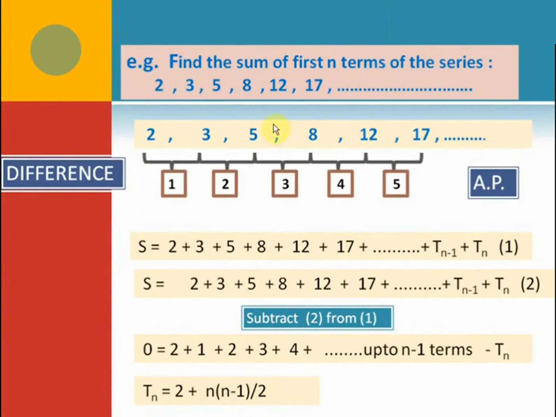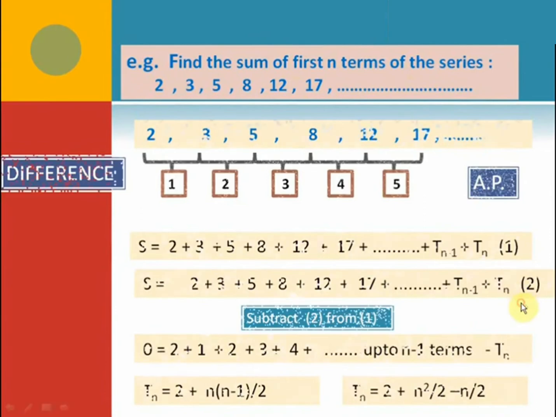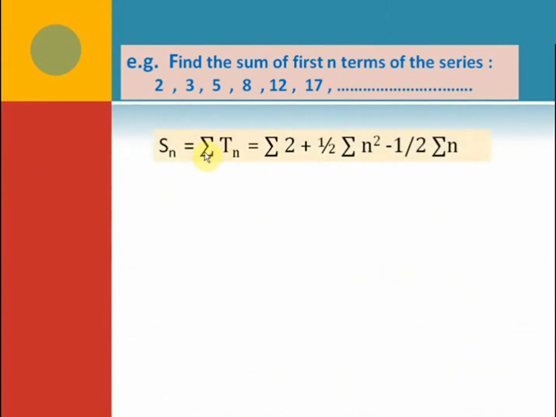But now we have to find the sum of all the n terms. So the nth term of this series is nothing but equal to 2 plus n into n minus 1 by 2, or this could be written as nth term equal to 2 plus n square by 2 minus n by 2. Now we have to find the sum of all these n terms. So what are we going to do? We're going to find the value of summation of Tn, that is the sum of all these n terms. So Sn is equal to summation of Tn, and this would be equal to summation of 2 plus 1 by 2 summation of n square minus 1 by 2 into summation of n.